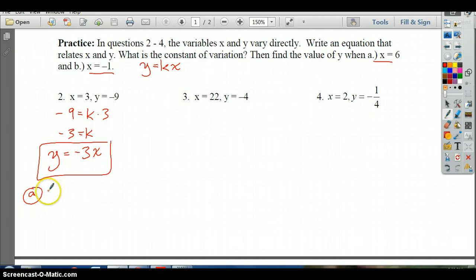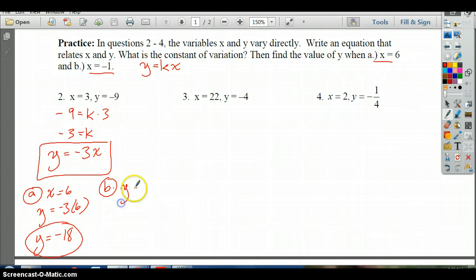So when x is 6, what are we going to get here? Well, what's negative 3 times 6? y is equal to negative 18. So there's a, and then here comes b. b is when x is equal to negative 1. So negative 3 times negative 1 is positive 3. So there are solutions for a and b.